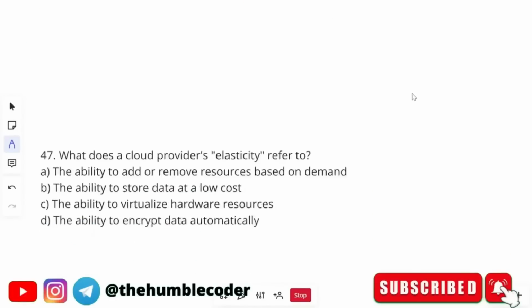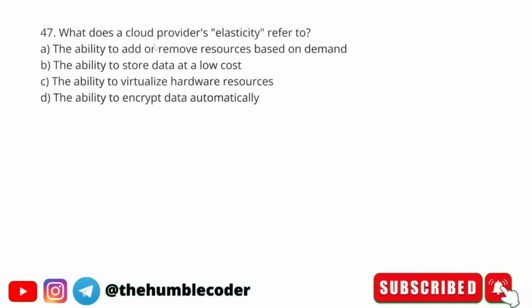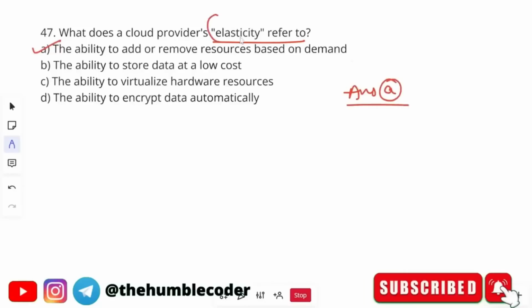Moving on to the next question now. What does a cloud provider's elasticity refer to? Okay, let's see the options that we have. Option A is the ability to add or remove resources based on demand, option B is the ability to store data at low cost. Option C is the ability to virtualize hardware resources, and option D is the ability to encrypt data automatically. The correct answer is option number A, that is the ability to add or remove resources based on demand. So that is what is called elasticity. Okay, that is the concept of elasticity in cloud computing.